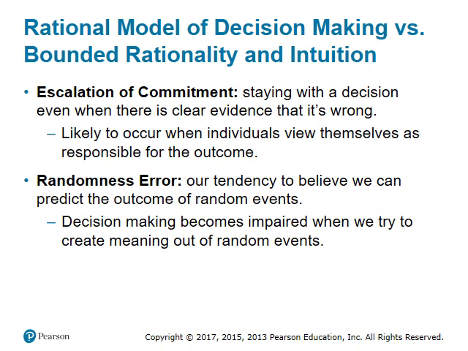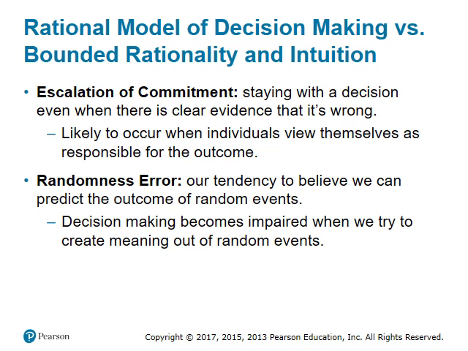Escalation of commitment is a bias that occurs when we stay with a decision even when there is clear evidence that it is wrong. This type of bias is most likely to occur when individuals view themselves as responsible for the outcome. An example of when this occurs is, let's say you are working on a project that's supposed to be a year long and costs $5 million, and 7 months into it you realize it's a bad project, but you've already spent $3 million.